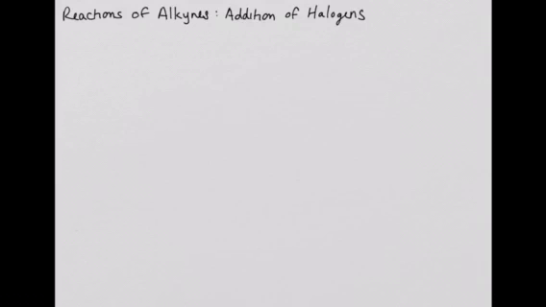The topic of this lecture will be the addition of halogens to alkynes. The mechanism of this reaction for the addition of halogens to alkynes is very similar to the mechanism for addition of halogens to alkenes. However, because we have two pi bonds, we can have the addition of 2 moles of the halogen to the alkyne.